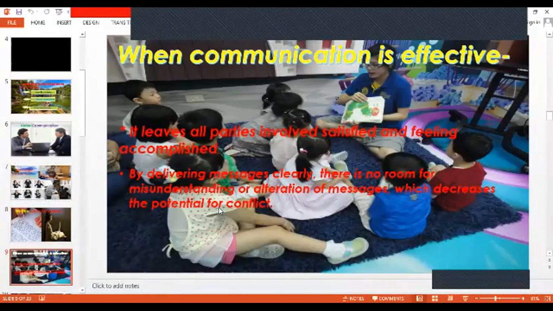Now we will see, if the communication is effective, what type of benefits does it give to us? Yes, this is the fact. In schools, if communication is effective, both the teachers and the students will benefit. It leaves all parties involved satisfied and feeling accomplished. Yes, the listener will be completely satisfied with the topic. They will understand everything. By delivering messages clearly, there is no room for misunderstanding or alteration of messages, which decreases the potential for conflict. There will not be any confusion if our communication skill is effective. If there are confusions left in children's brains, then the teaching, whatever we taught, was meaningless.